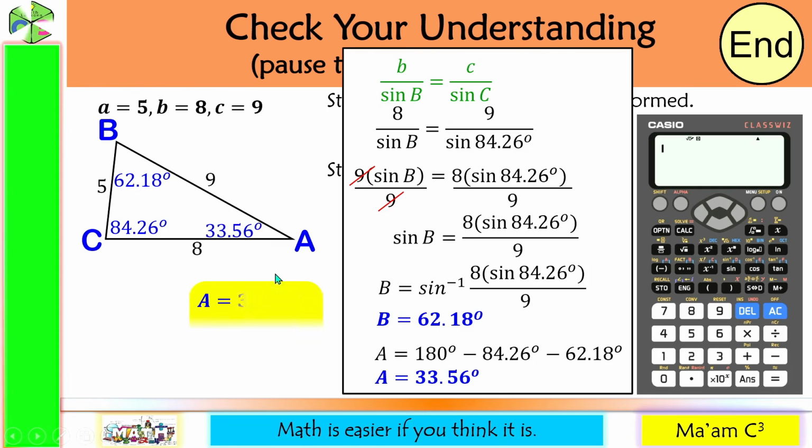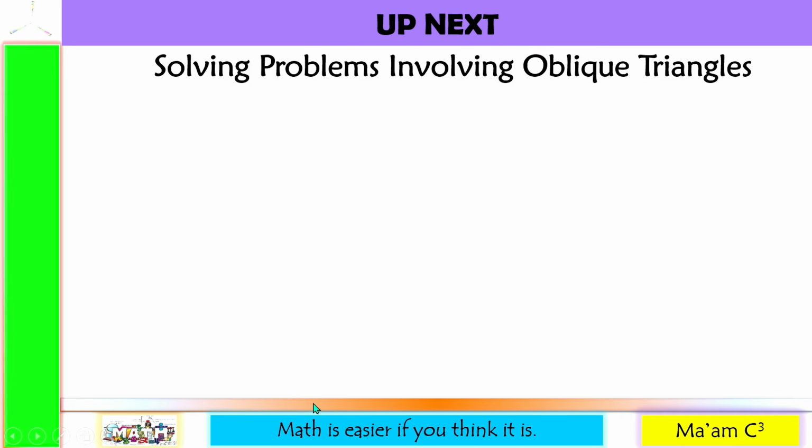For the summary, here are the angles that we were able to solve. Sum it up, and it is equal to 180 degrees. Okay? Our next lesson will be solving problems involving oblique triangles.